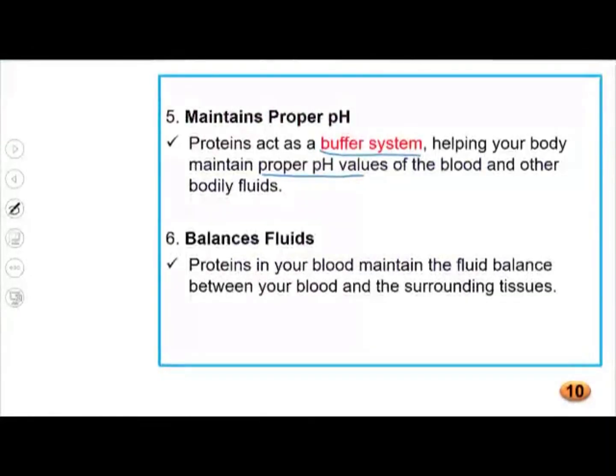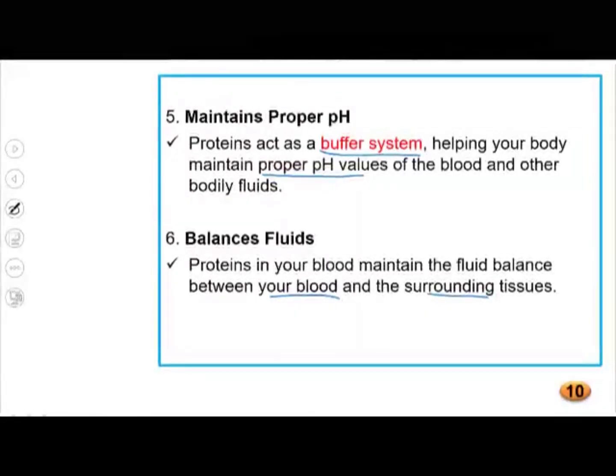The other one is balancing fluids. Our body is full of fluids. The balance of fluids in our body can be maintained by protein again. Protein in your blood maintains the fluid balance between your blood and the surrounding tissue.